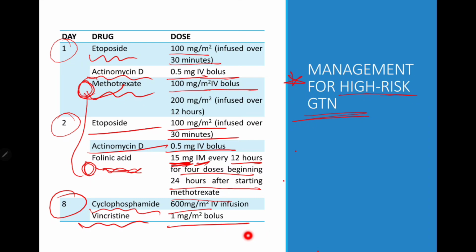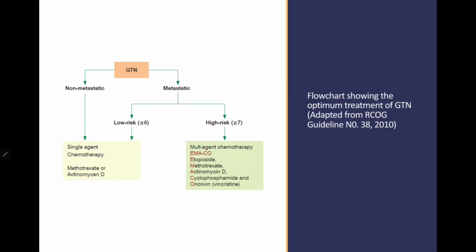So the main etoposide on day 1 and day 2 will be given. Actinomycin D day 1, day 2 will be given. And day 1 along with it methotrexate is given. On day 2, instead of methotrexate, folinic acid will be given. On day 8, cyclophosphamide and vincristine will be given.